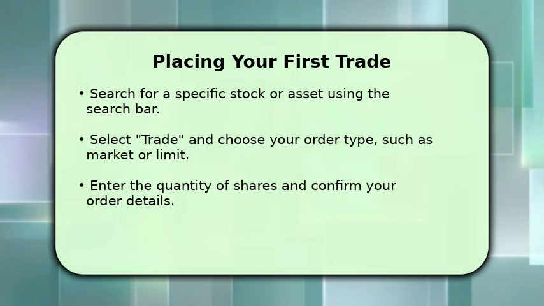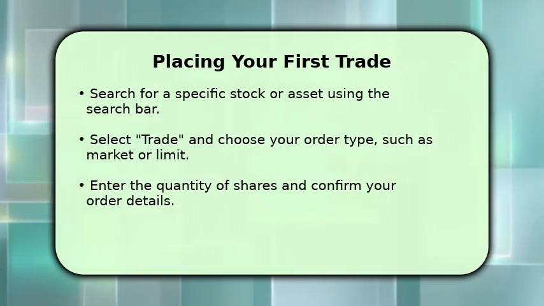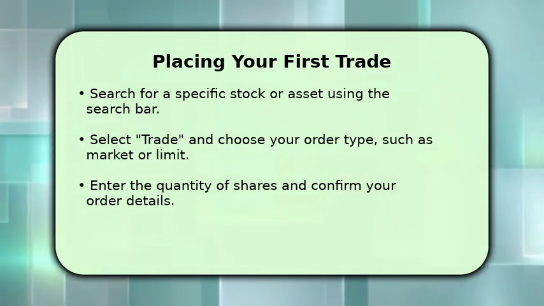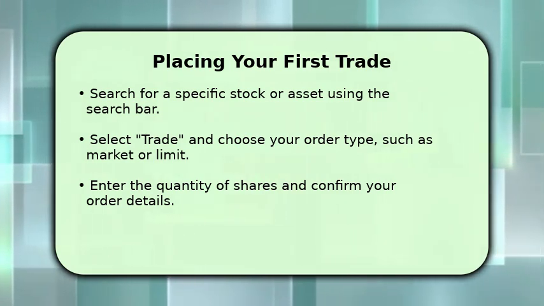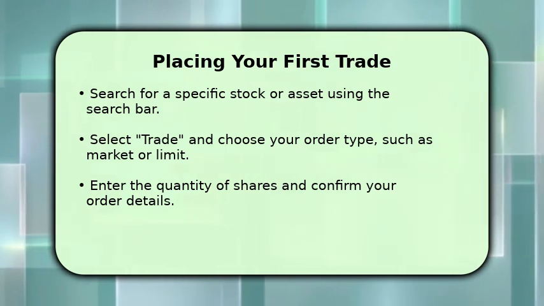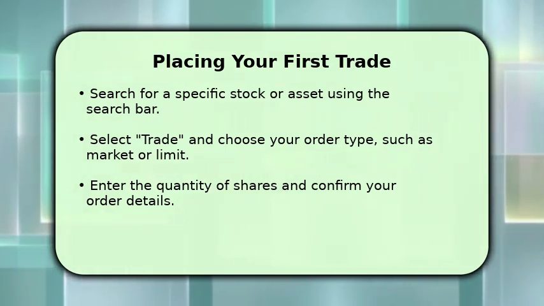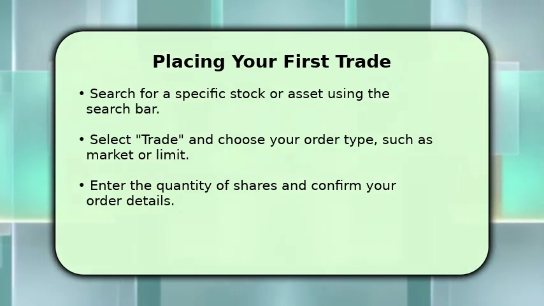Ready to place your first trade? It's quite simple. Use the search bar at the top to find the stock or asset you're interested in. Once you've selected it, tap the Trade button. You'll then choose your order type, like a market order for immediate execution or a limit order to set a specific price. Enter the number of shares you wish to buy or sell, review all the details carefully, and then confirm your order. It takes just a few taps.